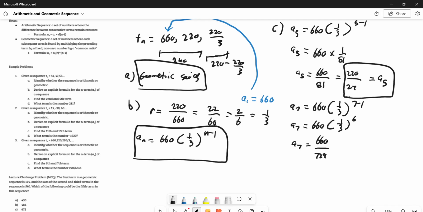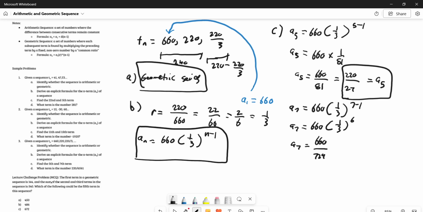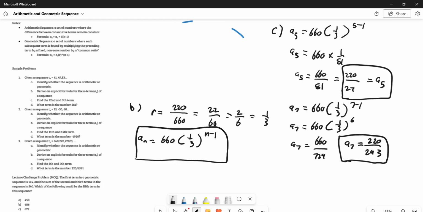And try to simplify this fraction further. If you just plug it into your calculator, if you have a TI-84 Plus CE, you can probably simplify this fraction using the calculator itself and its features, but this is a simplified fraction, 220 over 243. Okay, let's erase this.